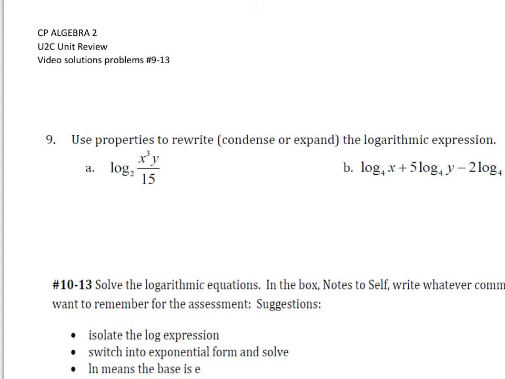So this particular one, A, is asking us to expand. Why do we know that? Because we see a single log right here. So what we need to look at is what our expanding properties are. So we'll just recap those. When we are multiplying, it expands to addition. When we are dividing, it expands to subtraction.